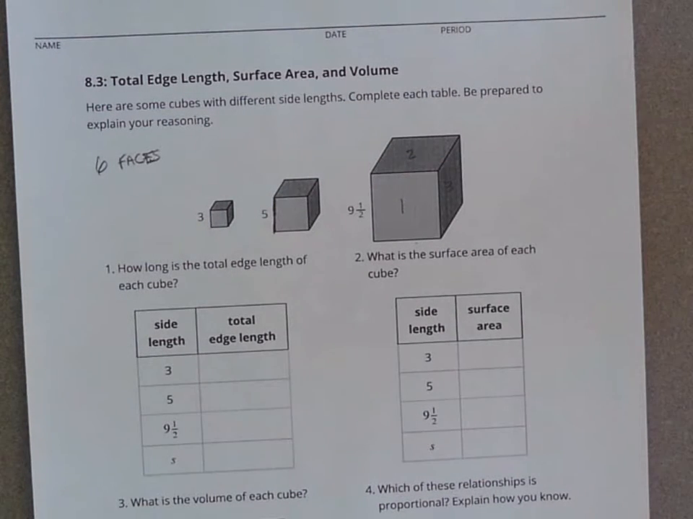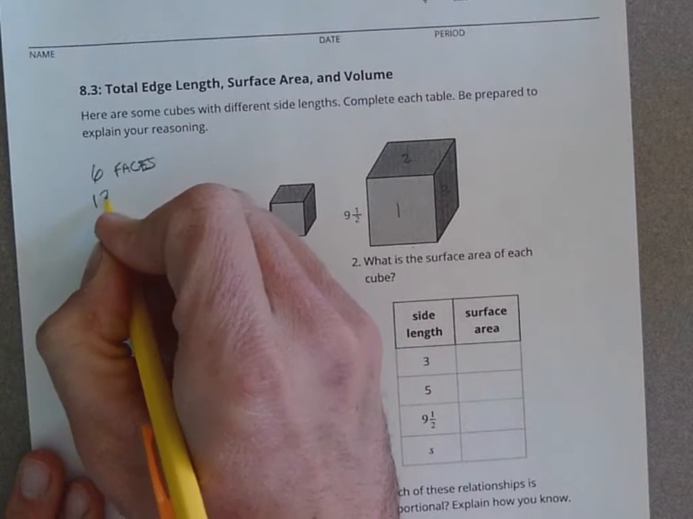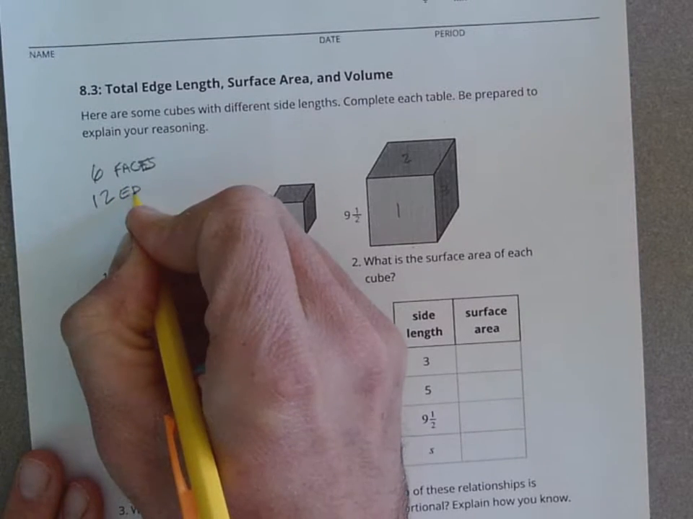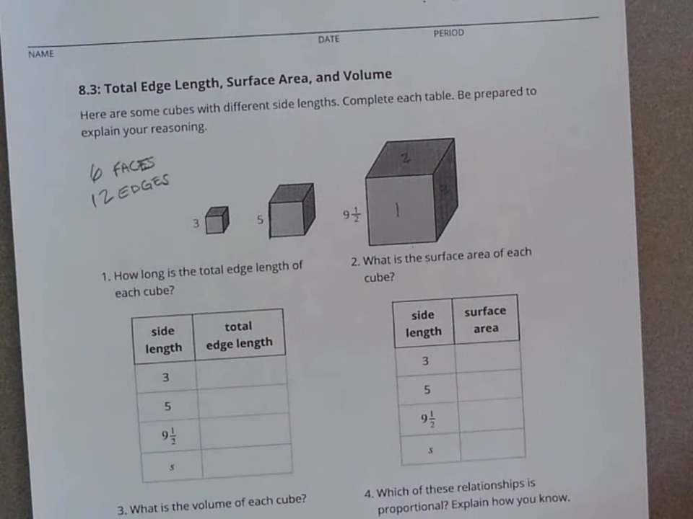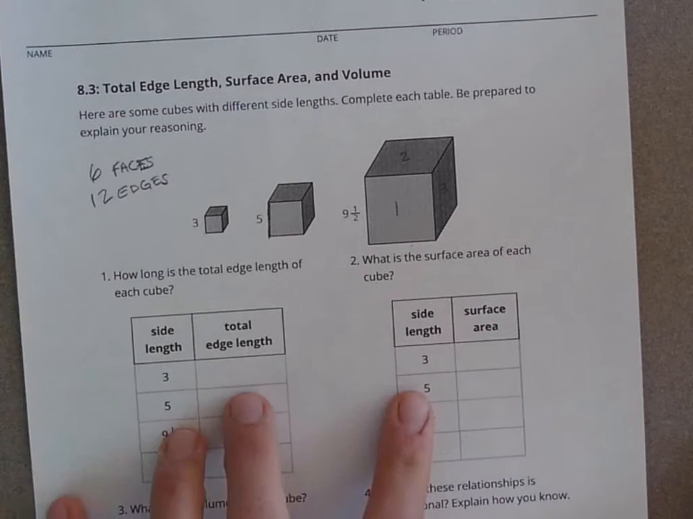What do you think? Angela, how many edges? 8. There are more than 8 edges. How many total edges are there? Riley? 12. There are 12 edges, yes. 12 edges. All right, so we want to fill in these first 2 tables.